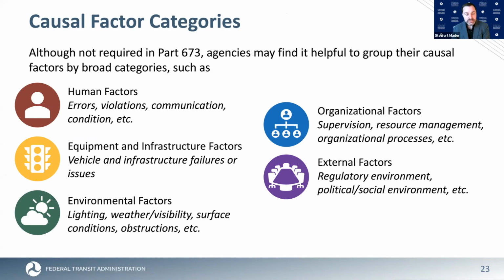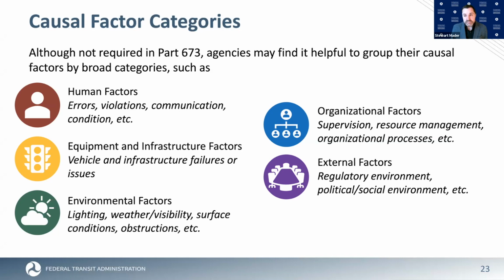Another category to look at is equipment and infrastructure factors. These could include equipment failing to function as intended, structural components of the transit system failing, components being missing, and so forth. Other categories, environmental factors. This includes lighting conditions, weather, surface conditions, obstructions in the operating environment. These could all be causal factors for a safety event.